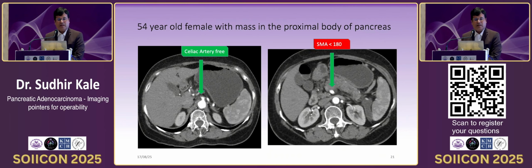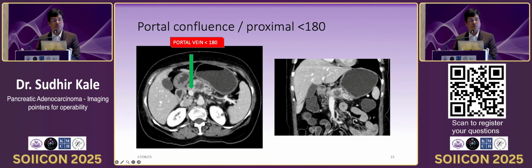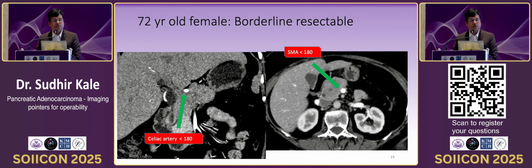Right? Now coming to this, here the celiac axis is free, and here is the tumor, SMA, the contact is less than 180 degrees of an arc of a circle. Then the portal vein, again the contact is less than 180 degrees. So how do you want to categorize this? Is this resectable or borderline resectable? It is borderline resectable, correct.